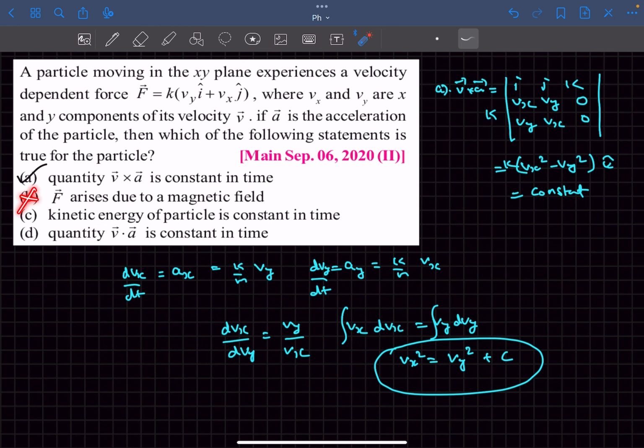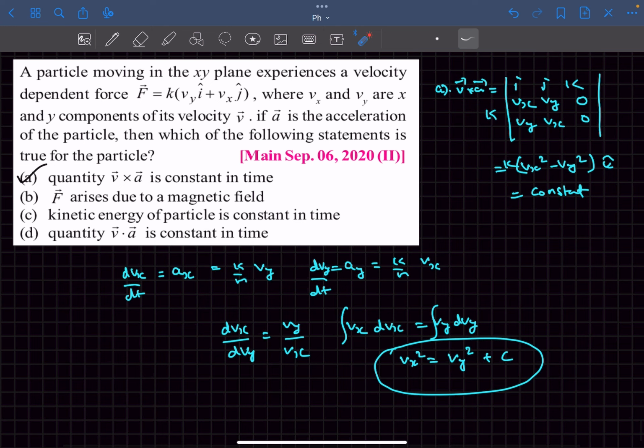So this is wrong. Next, the kinetic energy of the particle is constant in time. For the kinetic energy of a particle to be constant, the tangential acceleration must be 0, which means the acceleration must be normal to the velocity vector. But clearly A dot v is not 0, and hence option C is also wrong. And clearly option D is also wrong, because v dot A does not come out to be constant.